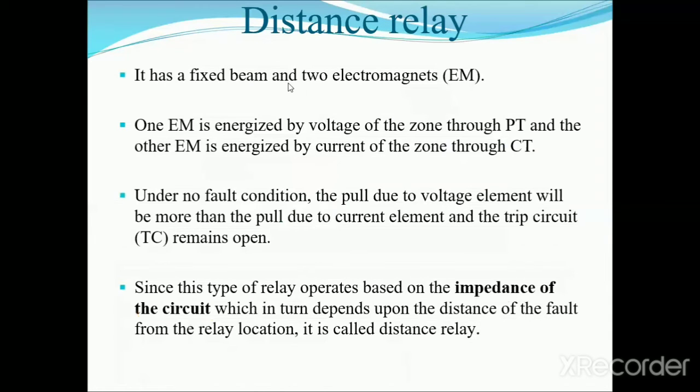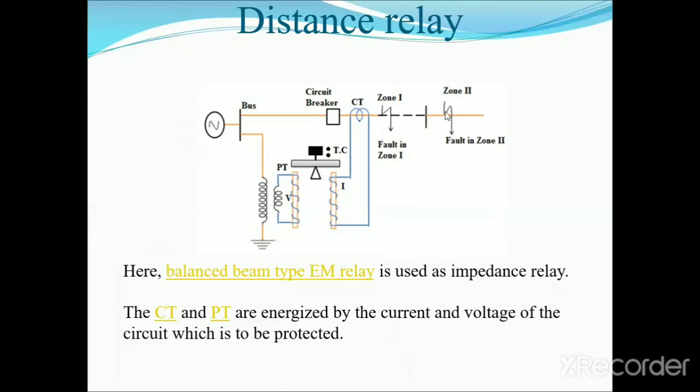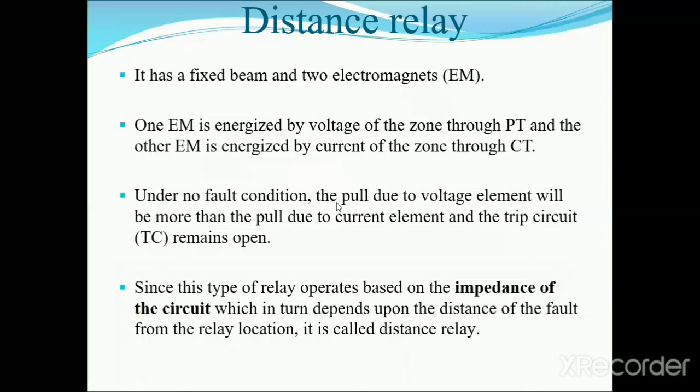Okay, it has a fixed beam and two electromagnets. This is the fixed beam and two electromagnets. Okay, one electromagnet is connected to the PT and another electromagnet is connected to the CT. One electromagnet is energized by the voltage of the zone through the PT and the other is energized by the current through the CT. Okay, under no fault condition.